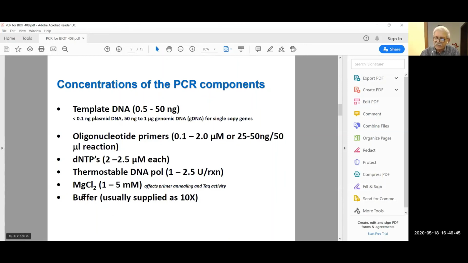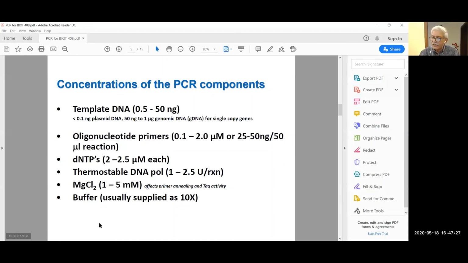And then magnesium chloride comes as a 50 millimolar solution. We use 3 millimolar. 3 millimolar is the most frequently used because it gives you optimum binding of the Taq polymerase with the template primer complex. So keep in mind, the most optimum concentration of magnesium chloride is 3 millimolar. If you ever set up a PCR reaction, from that 50 millimolar, take a volume that makes a final concentration of 3 millimolar in your 25 microliter volume.